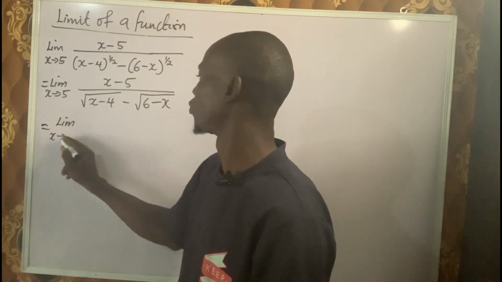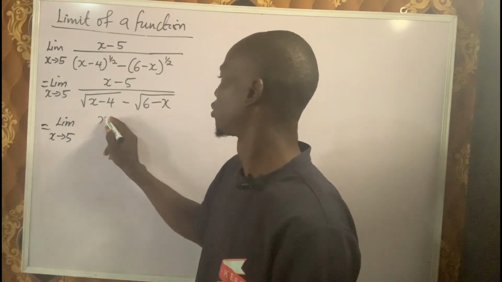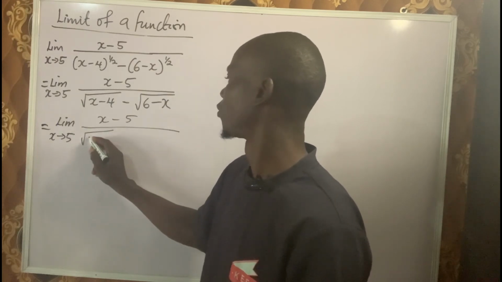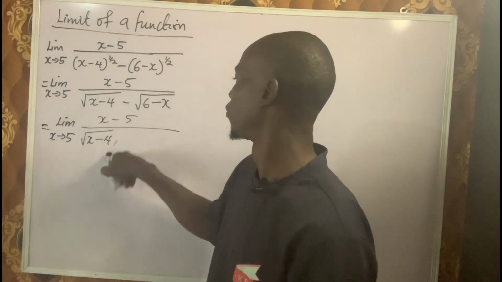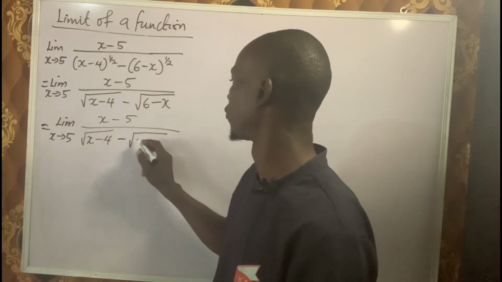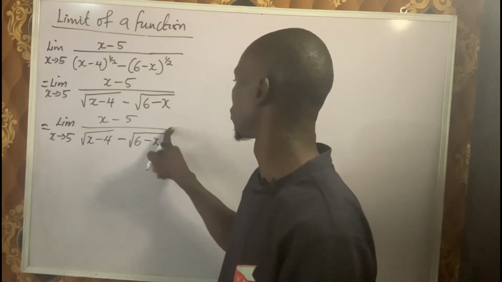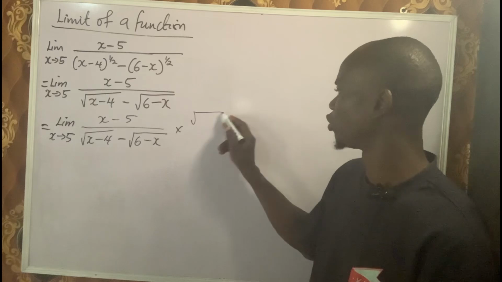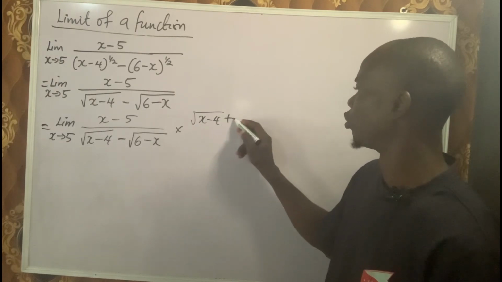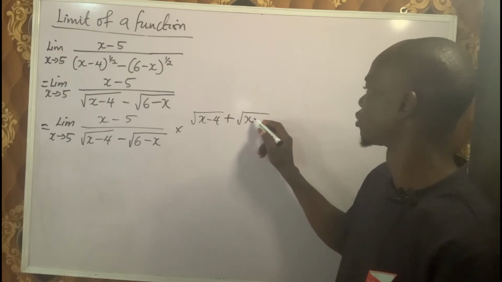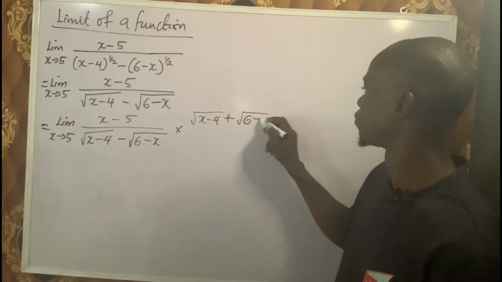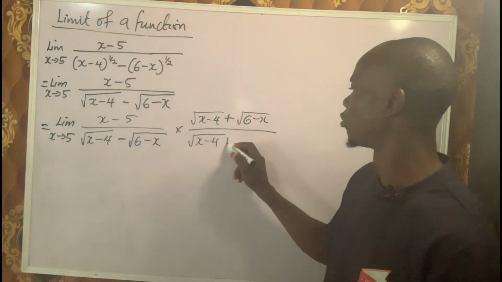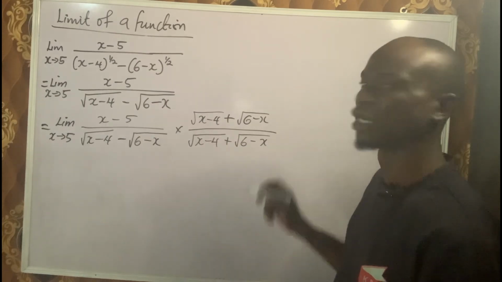Limit as x tends to 5 of (x minus 5) over (square root of x minus 4 minus square root of 6 minus x). So I'm changing this to plus: multiplying by root x minus 4 plus root 6 minus x, all over root x minus 4 plus root 6 minus x.